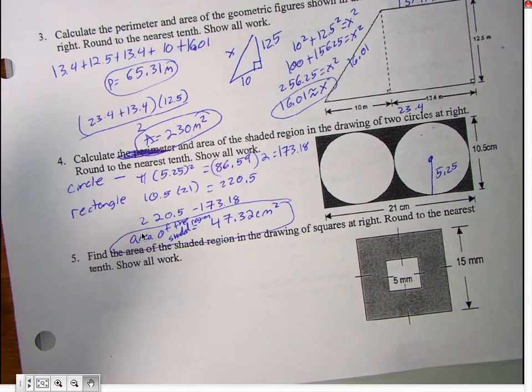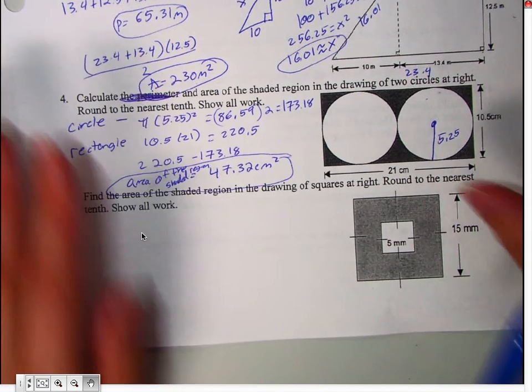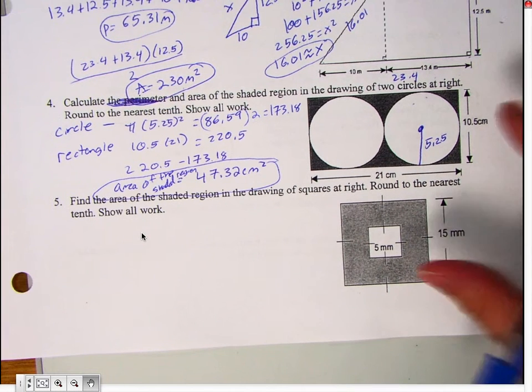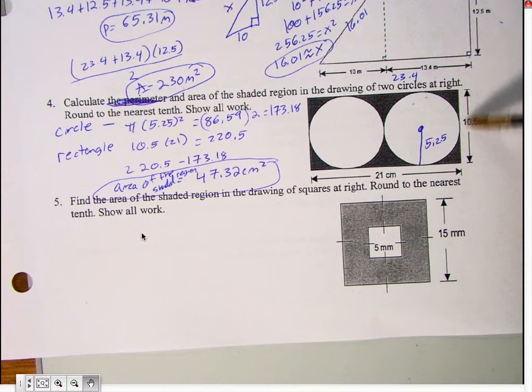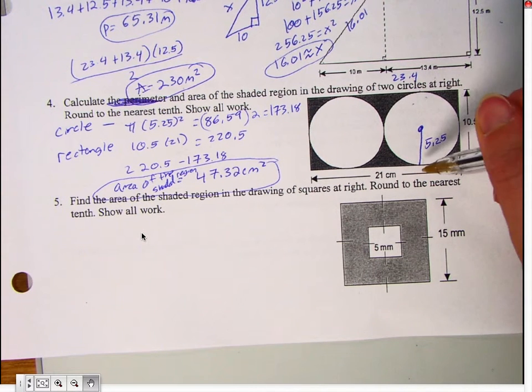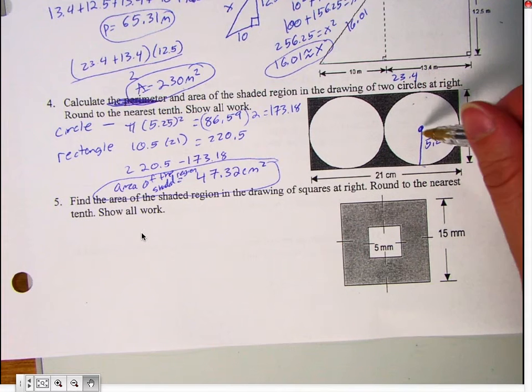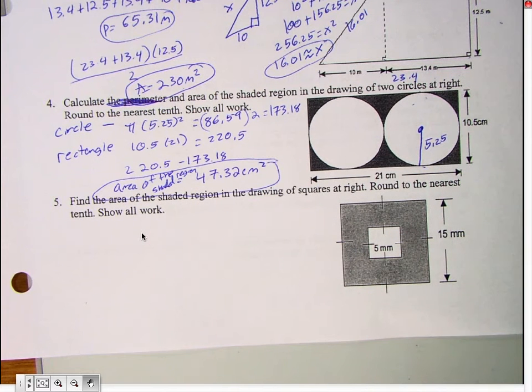Okay. Number 5. I have the diameter right here on the side, 10.5. I know the circle goes from the top to the bottom. Okay, so that's the diameter. So I took it in half, giving me the radius is 5.25. Yes. I don't get any of this.